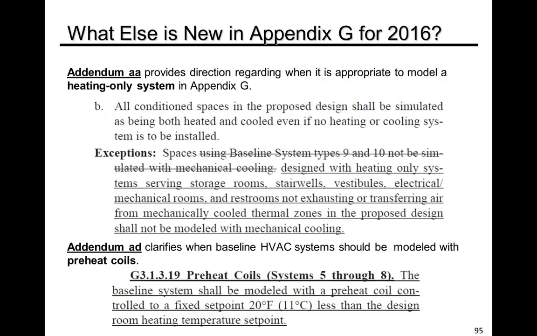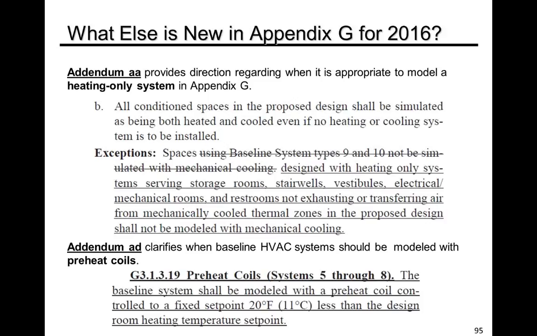Addendum AA provides direction regarding when to model a heating-only system in Appendix G. In 2010 or previous to 2010, all spaces in your building models had to be simulated as both heated and cooled. Beginning with 2010, we introduced a heating-only system, and this addendum clarifies when that heating-only system can be used.